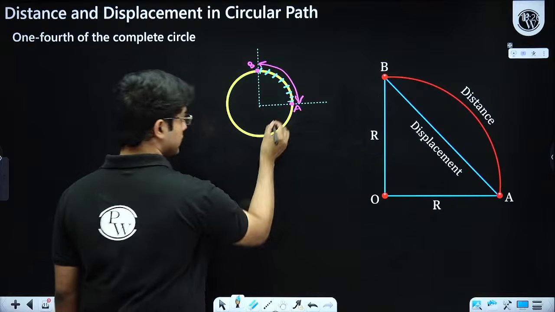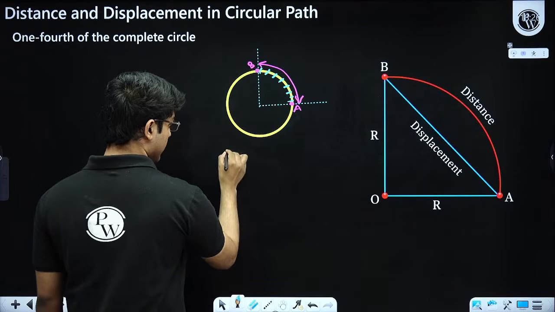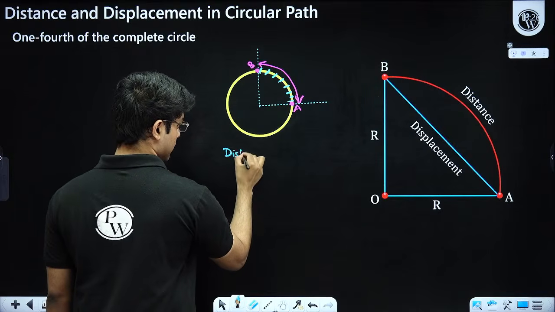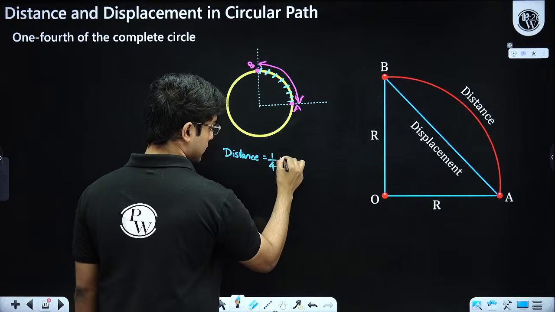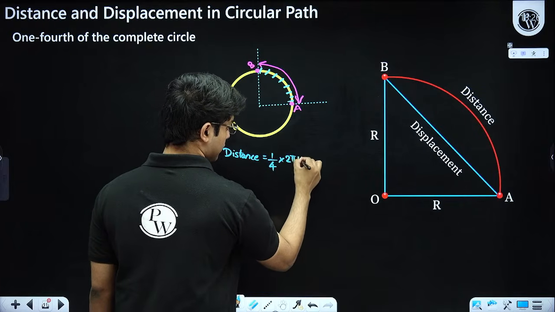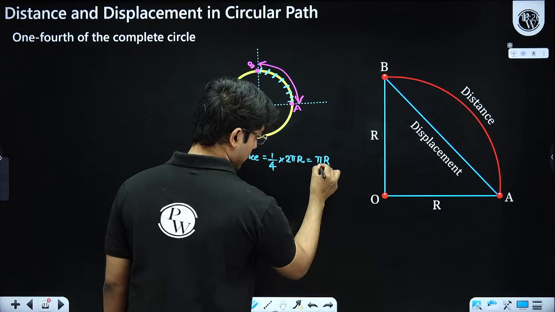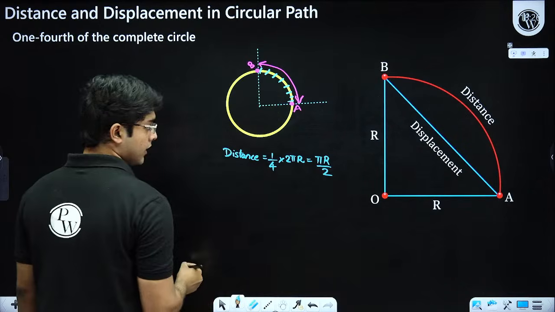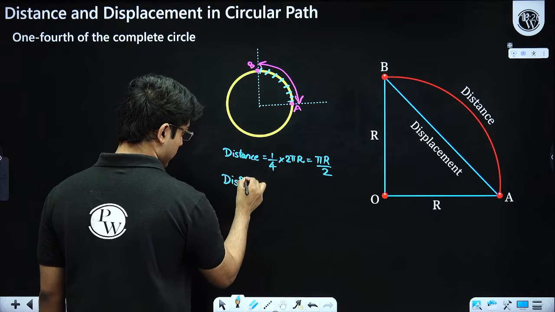One way is, it's basically 1/4 of the total circumference, right? So here distance will be 1/4 of total circumference, which is pi r by 2, and displacement. Okay, displacement generally is a vector, guys.